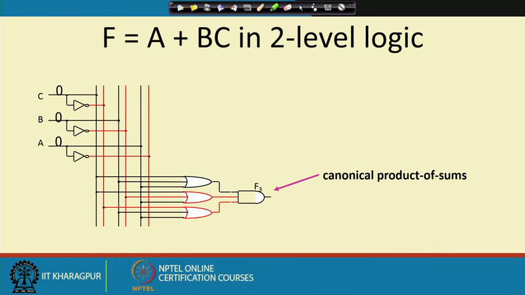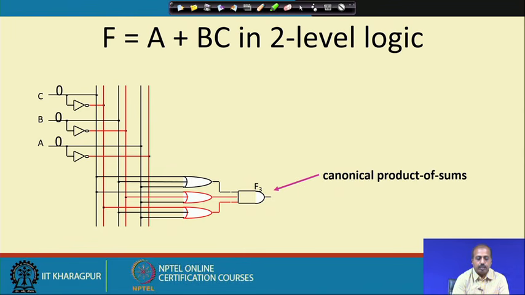So, consider the function f equal to a plus b c when it is realized in canonical product of sums form, and this is the realization. Now, suppose a, b, c all of them are at 0. So, what has happened is that all of them being at 0, here in this OR gate all the 3 inputs are 0.